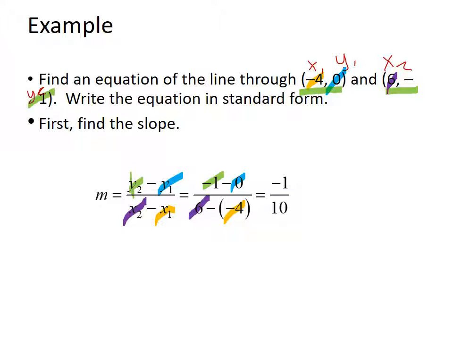Okay? Once I plug in, then I just go through a series of reducing. So I have -1 minus 0 is -1. I have 6. At first, I have to distribute my negative here. So when I distribute my negative, a negative times a negative makes a positive. So this really is 6 plus 4. And that equals 10. So now I have my slope. And my slope is -1/10.